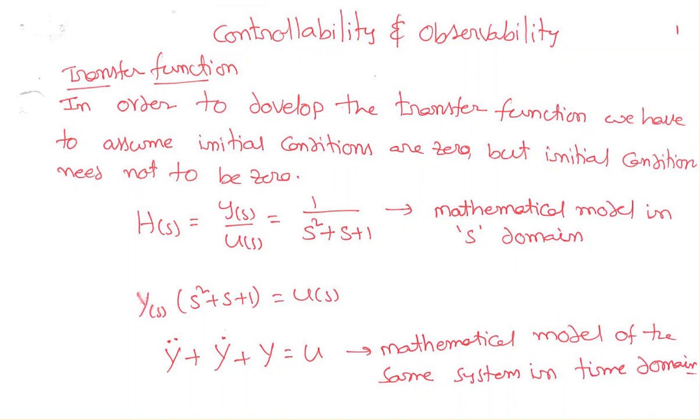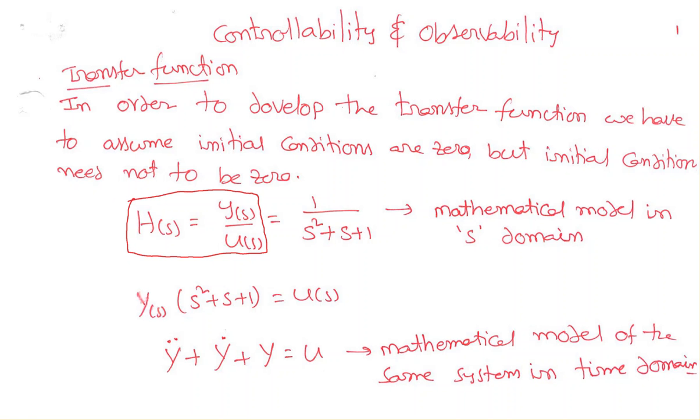What is a transfer function? It's a relation between output and input of a particular system. So here is the definition. In order to develop the transfer function, we have to assume initial conditions are 0, but initial conditions need not be 0. So transfer function is nothing but output over input, assuming initial conditions 0. But in reality, initial conditions need not be 0.